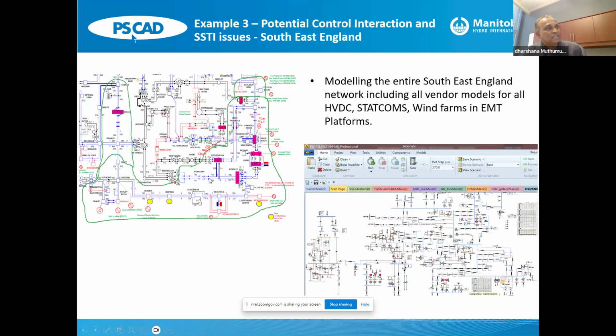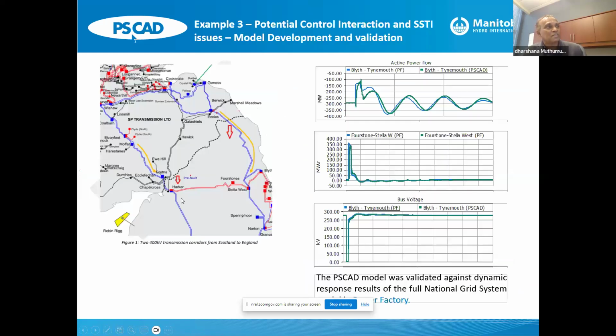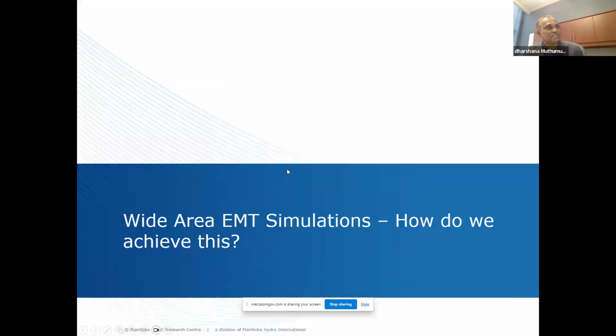And what I want to highlight is, when we did the study, the conclusion was we could connect the 3 STATCOMs without causing control interactions or any other oscillations. But the important point I wanted to highlight is that before we did the study, we were also able to benchmark the large area EMT model against the response of the power factory based RMS model. So we knew that the EMT model was accurate before we started any studies.